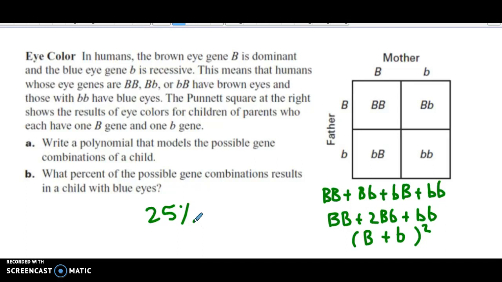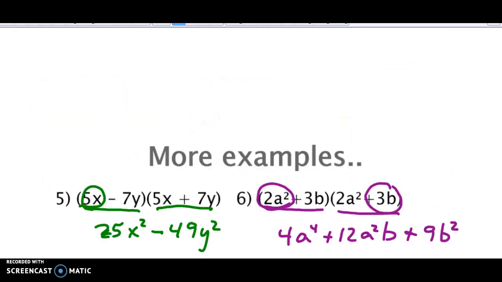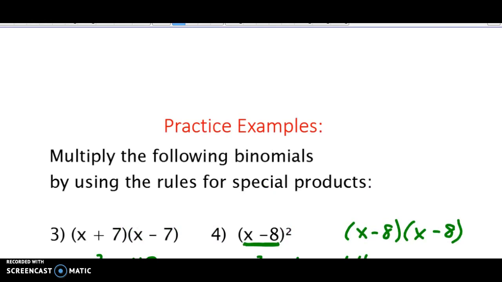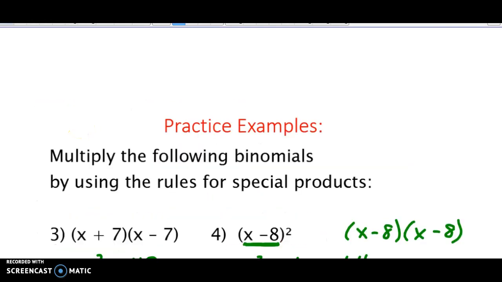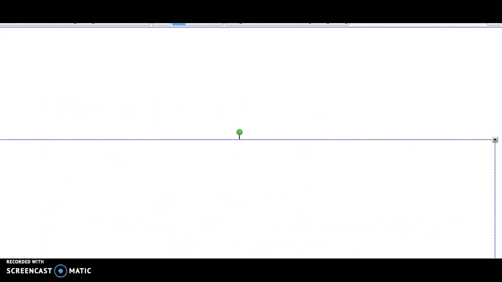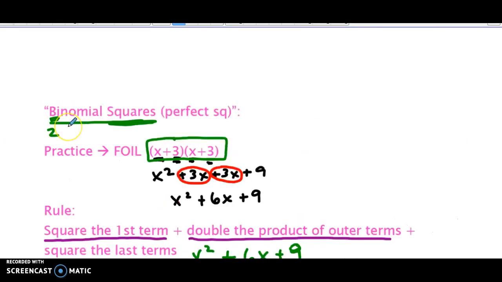Now, as you get started on your homework, what you are going to have to look at is you are going to have to determine whether you are looking at a difference of 2 squares, or if you are looking at the binomial squares pattern. So you are going to have to just get familiar with what those look like in their factored form and in their simplified form as a trinomial or binomial.